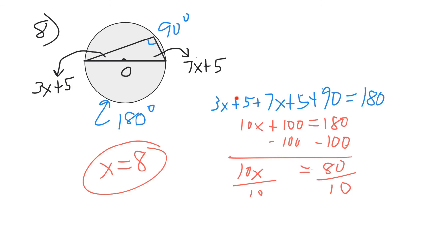So I have taken all three angles of my triangle. Remember, the three angles of a triangle add up to 180 degrees. So all three angles equal 180, and I can combine like terms, do things to both sides, and solve for x, which is equal to 8.